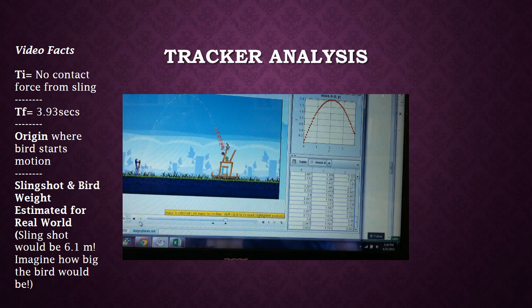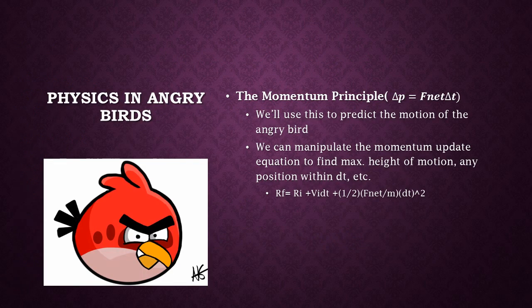To calibrate the video, I used a realistic sling size of 30 centimeters and a large bird weight of 15 kilograms to try to make my findings more realistic. Although, a true Angry Bird mass would be about the mass of a big boulder. Cool, right? To properly analyze this video, I'll use the momentum principle to predict its movement. By it, I mean the Angry Bird.